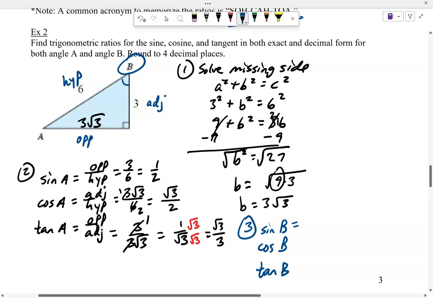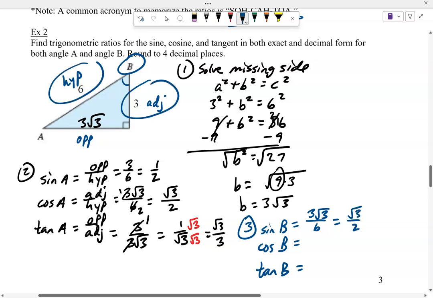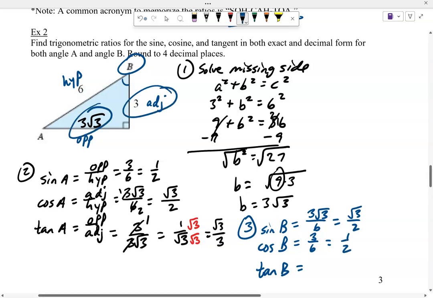So, oh heck, another hour of algebra. Sine of B is opposite over hypotenuse, so 3 root 3 over 6, and 3/6 is 1/2, so root 3 over 2. Cosine of B is adjacent over hypotenuse, so that would be 3/6 here, or 1/2. And finally, tangent is opposite over adjacent, so 3 root 3 over 3, which is just root 3.